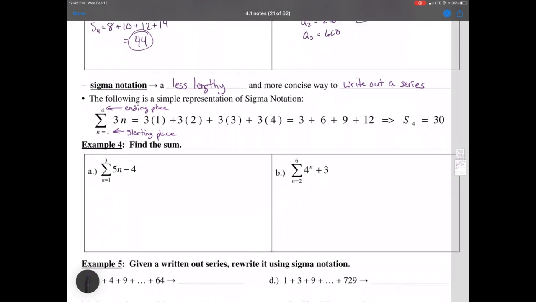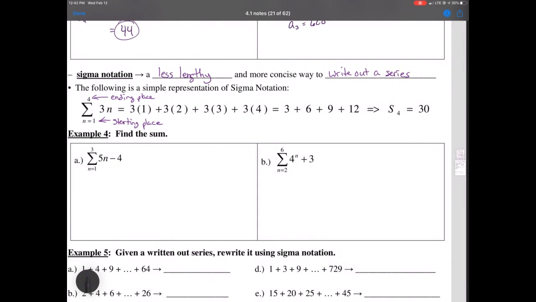So another way that we can talk about series is through sigma notation. It's a less lengthy and more concise way to write out a series, and the following is a simple representation of sigma notation. And we know that the sigma, this is a capital sigma, is a Greek letter, and it represents the sum. So the very bottom number, n equals 1, is your starting place, and the very top number, 4, is where it ends. So we're going to look at the first term through the 4th term. So we'll plug in the equation, which is 3n that we're using. So we'll plug in n equals 1, 2, 3, and 4, and add all those values up, and we get S of 4 equals 30.